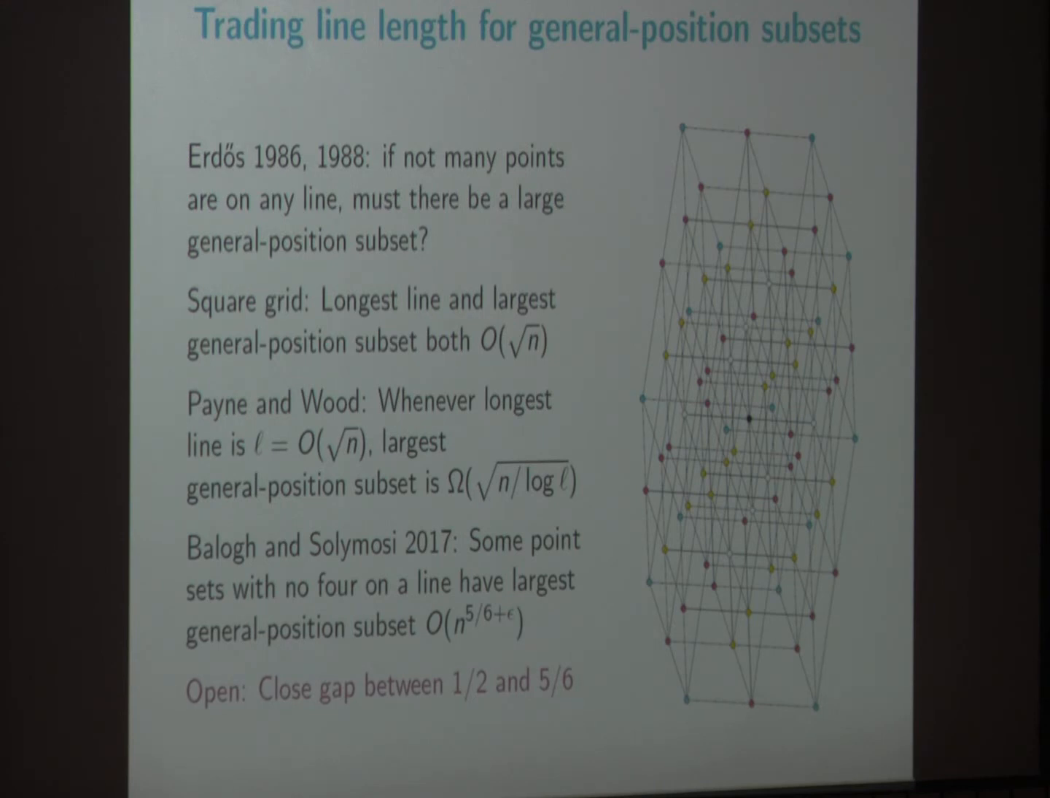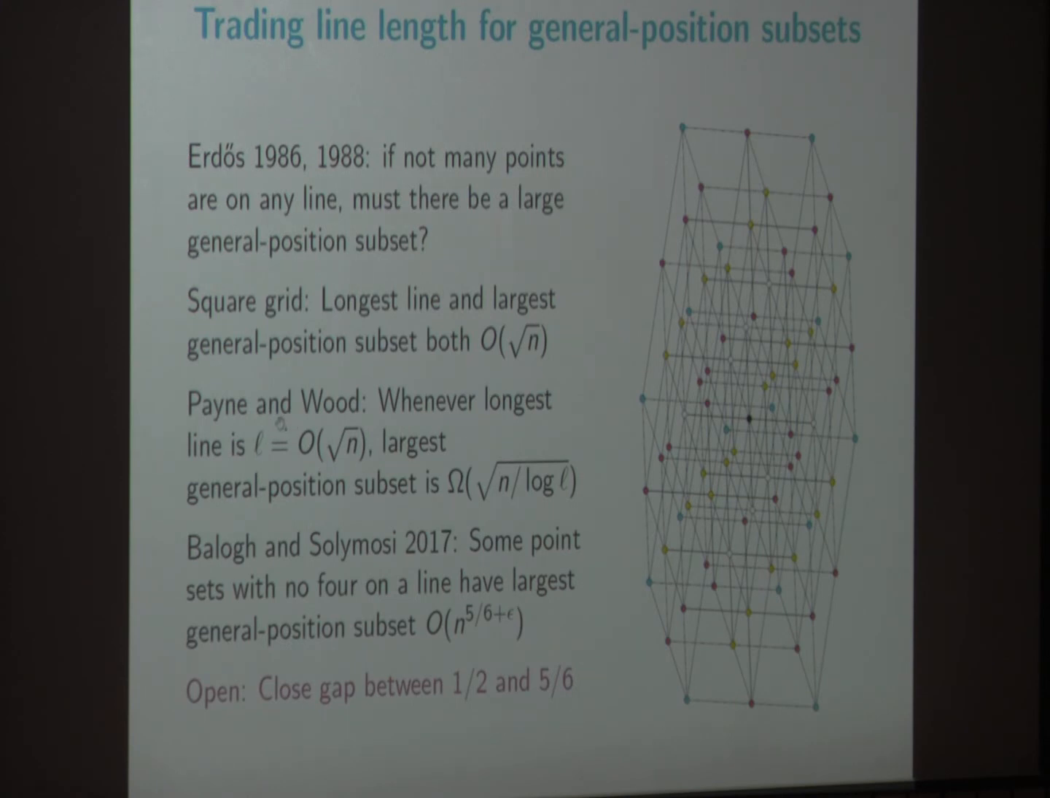If you look at a point set such as the one I've depicted here, this is a projection of a high-dimensional hypercube with 3 points in each dimension. It doesn't have any long lines of points. The most points in any line of this configuration is 3, but yet it doesn't have linear size general position subconfigurations. The largest general position subset of this is little o of n, but only little o by a little bit.